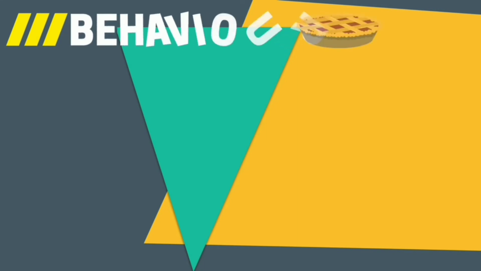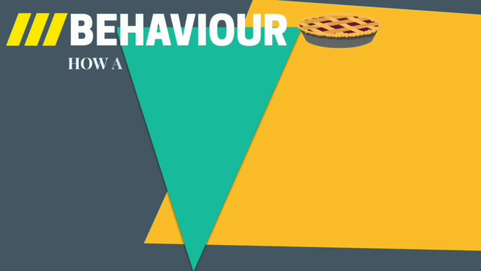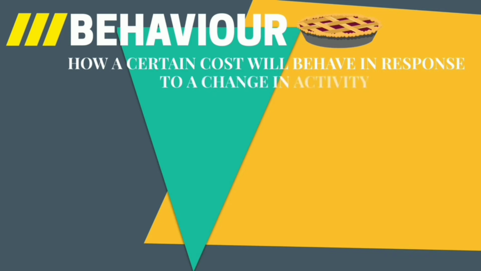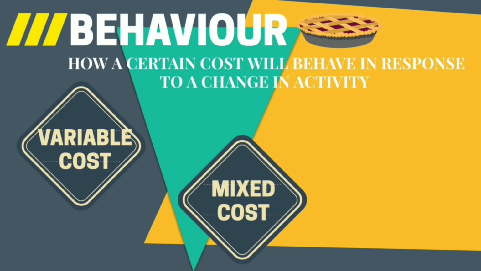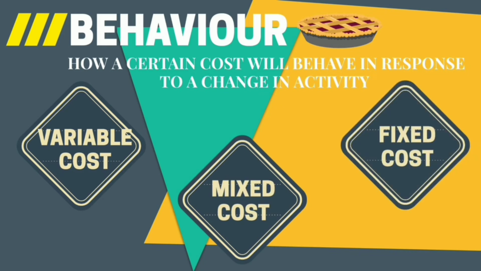Next, for the second cost classification, we have behavior. Behavior is how a certain cost will behave in response to a change in activity. Based on behavior, we can classify the cost into variable costs, mixed costs, or fixed costs.